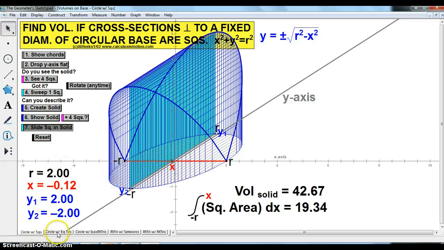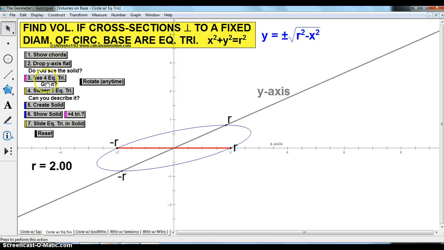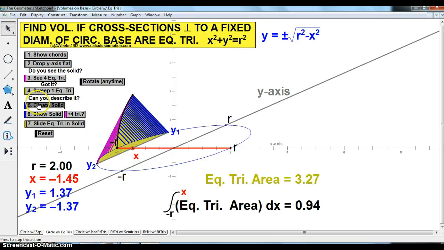Okay, we can do other shapes. If I have another circle, we'll drop it flat. Maybe I want to fill this one with equilateral triangles. So let's actually create this solid.